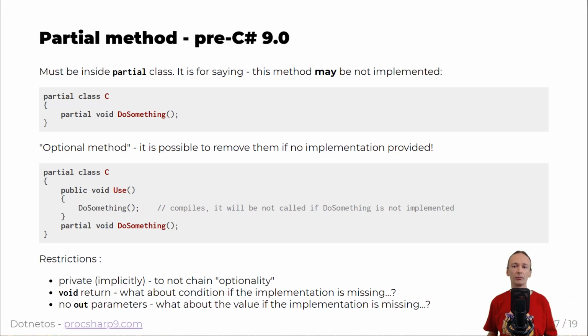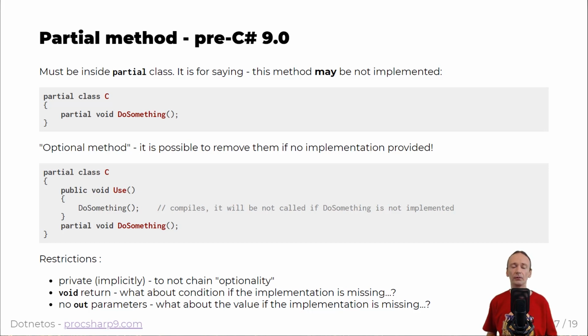Moreover, the method must be of void return type, so it must return nothing, because it would be then a problem if the method would return something. Then we don't know what to do in case this method is not implemented. What value should be assigned to something if we are just going to remove the whole call because the method is not implemented? And exactly for the same reason, there is no possibility to use out parameters, because what will be the value of it if we will just get rid of the call because the method is not implemented?